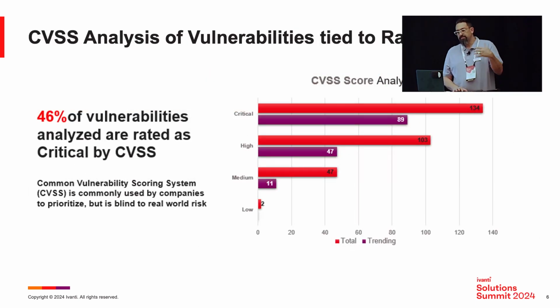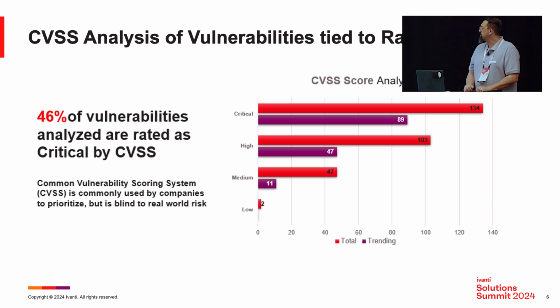Going back to CVSS, they analyze those vulnerabilities and tie them to ransomware. About 46% of those vulnerabilities analyzed are rated as critical by CVSS. So it may not have an associated ransomware, but it's still marked as critical. With RBVM, we give you the ability to say, hey, this may be critical, maybe a 10, but it has no associated threat, no weaponization, no exploits. So it really doesn't need to be a 10. I don't need to focus on that, because I know there's nothing out there that's going to take advantage of that particular CVE.